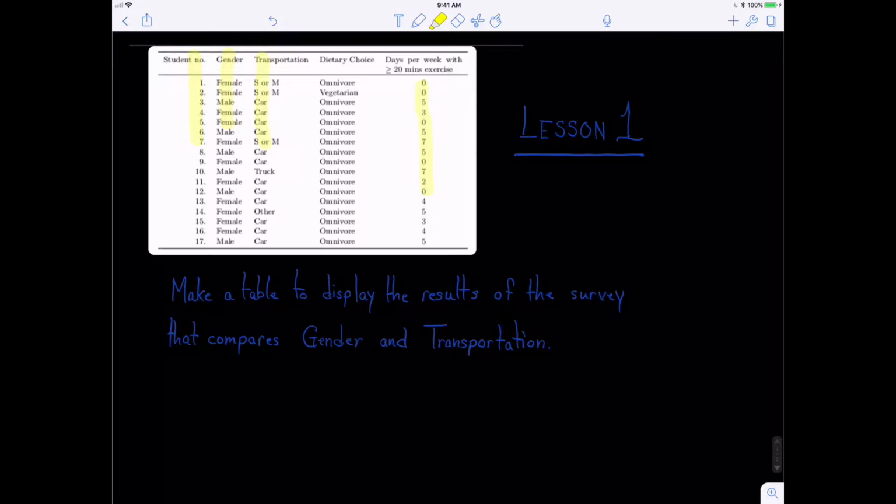So in this table, we can only display two categories. And so the categories that I've decided we're going to look at today are gender and transportation. So let's begin.